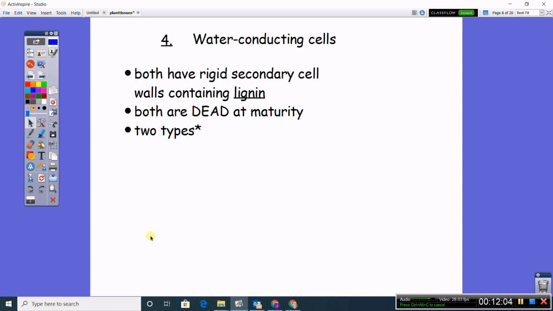And I know you think, well, how can something that's dead still transport water? We have a lot of things that transport water that use capillary action or use other forces. It doesn't really matter that the tissue itself is dead. Water can still be transported, okay?